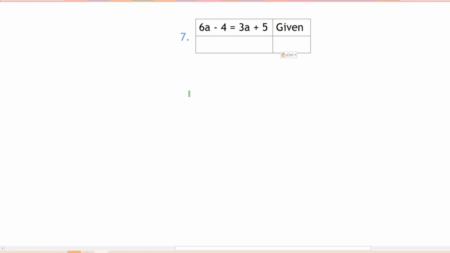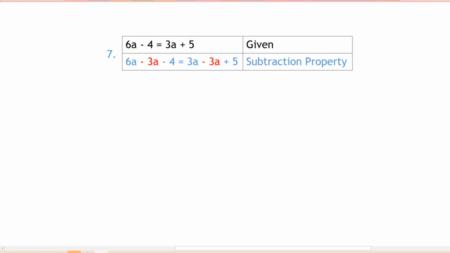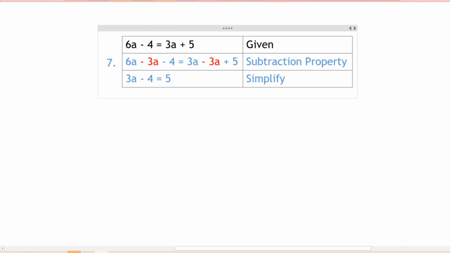So we're going to subtract 3a from both sides. And that puts us in a position where the problem looks like what we did in section 1.2, where we have linear term 3a plus constant term negative 4 equals another constant 5. So now we're going to add the constant term to both sides.